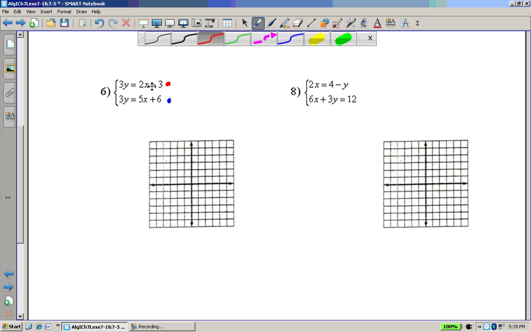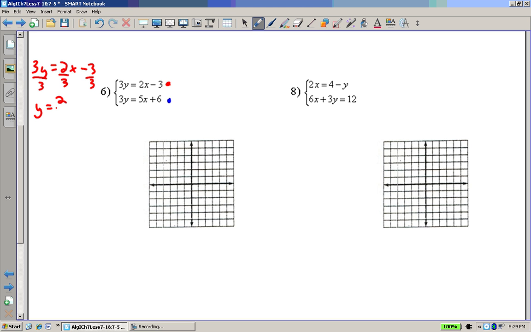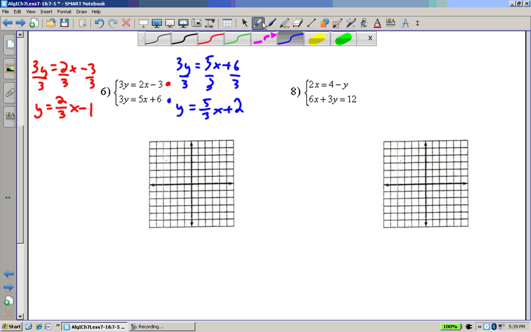We're going to go ahead and divide everything by 3 here. And it's ready to roll. Let's try with the blue. Again, divide everything by 3. Y equals 5/3 x plus 2. Okay, let's go ahead and graph each one of these. We're going to go down 1, rise 2, run 3. Continue that for as long as we can.